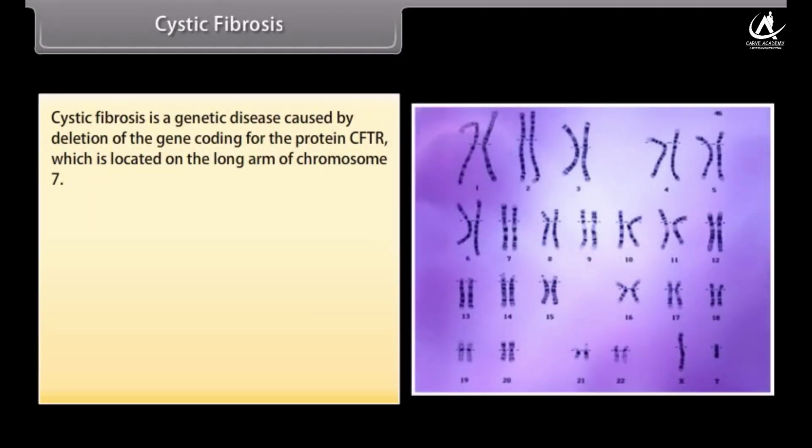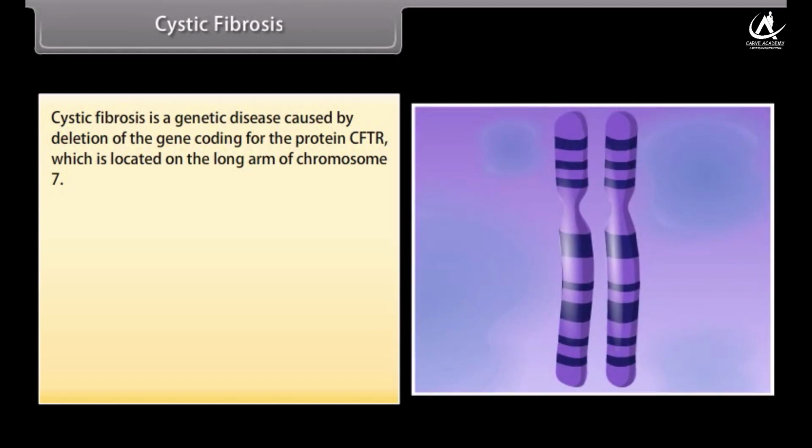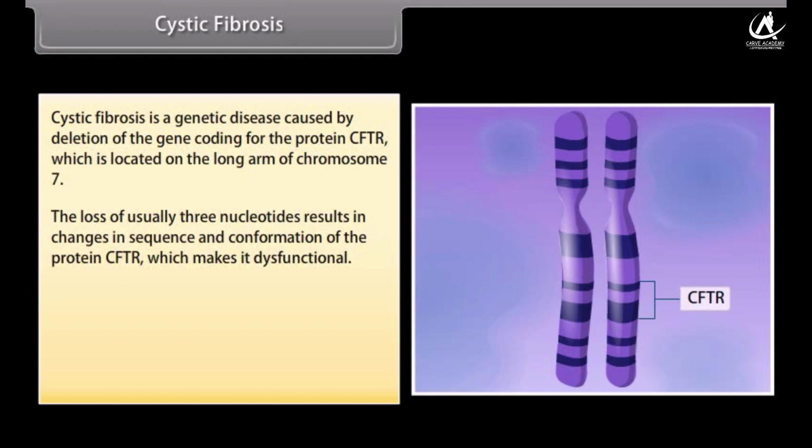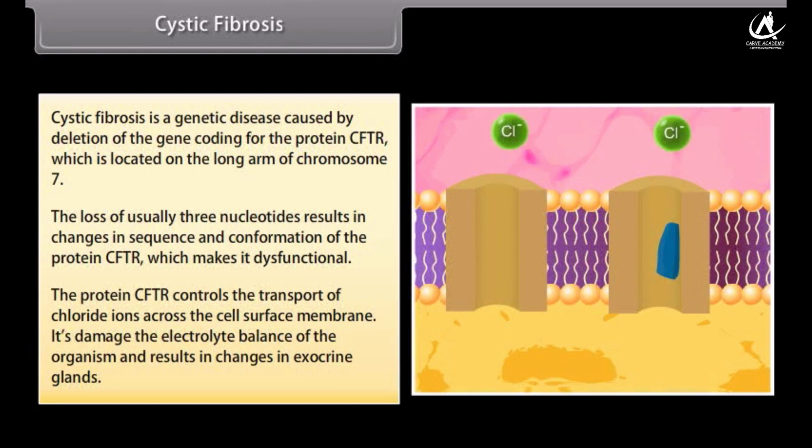Cystic fibrosis. Cystic fibrosis is a genetic disease caused by deletion of the gene coding for the protein CFTR, which is located on the long arm of chromosome 7. The loss of usually 3 nucleotides results in changes in sequence and conformation of the protein CFTR, which makes it dysfunctional. The protein CFTR controls the transport of chloride ions across the cell surface membrane.